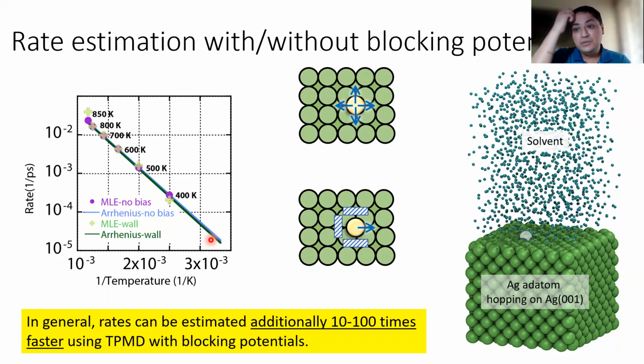And in general, when we use these blocking potentials with different atom configurations, in our experience, the estimation of the rates becomes faster by an additional factor of 10 to 100 times using TPMD. So whatever speed up we were getting from TPMD, additionally on top of that, we get a 10 to 100 times speed up by blocking. So that is pretty useful.